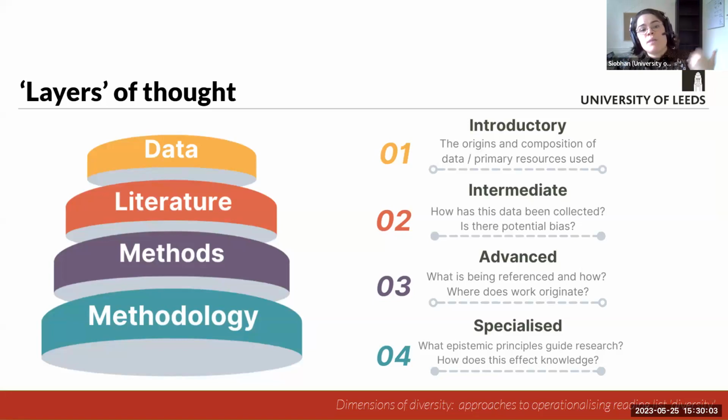Then if you think about that further, you can think about the methods, which is both how this is being composed, how these things act in relation to each other, how articles are connected to each other, but also what is being referenced, how it is being referenced, and where things originate. That is going down in asking the questions. And then at the highest level is thinking about methodology, which is thinking about the epistemic principles that guide research. How does it affect knowledge? How does it affect knowledge-making systems? How is the system itself functioning?